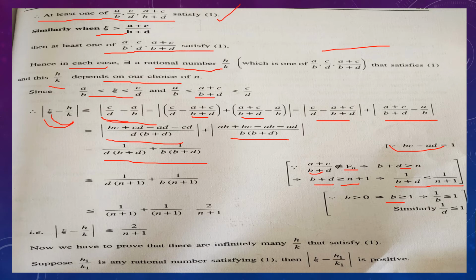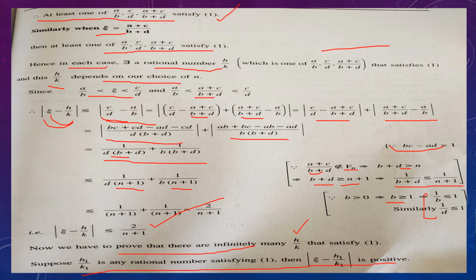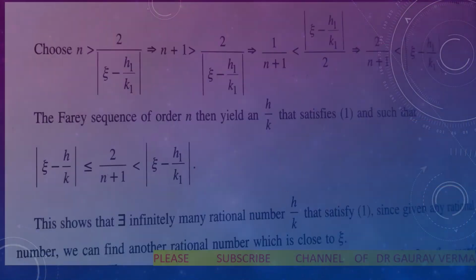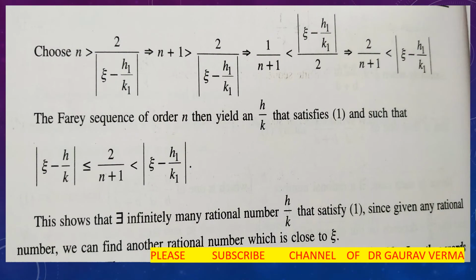So I have replaced here 1 by B plus D is less than or equal to 1 over n plus 1, and 1 by D or 1 by B less than or equal to 1. Using this equation, we get this equation. Now we have to show that there are infinitely many fractions h by k satisfying 1. Suppose h1 by k1 is any rational number satisfying equation number 1.